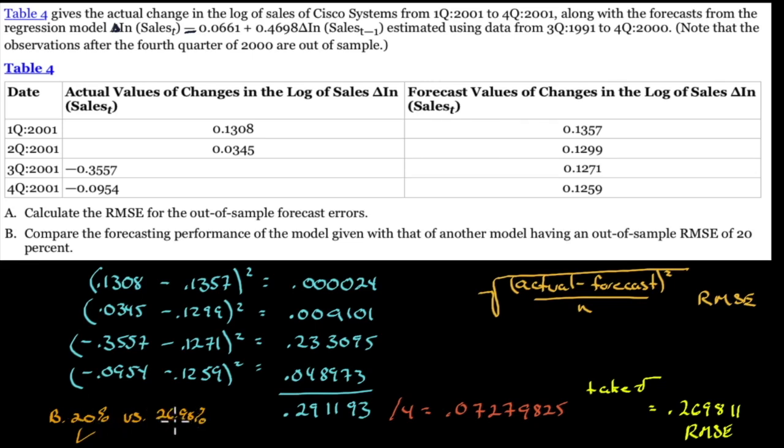20% versus 26.9%. And what is an RMSE, right? It's the error. It's the root of the mean squared error. So obviously the lower our errors are, the better it is. 20% versus 26.9%, we'll take the model that has an out-of-sample RMSE of 20%.